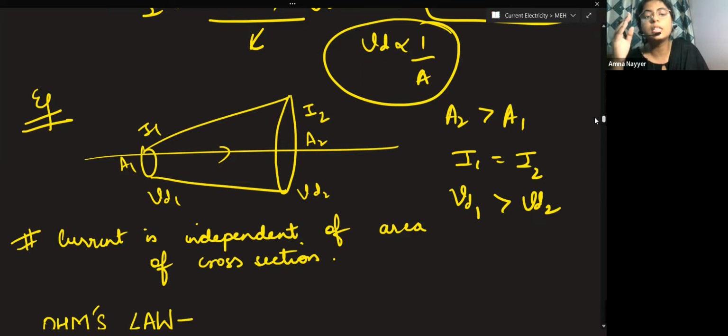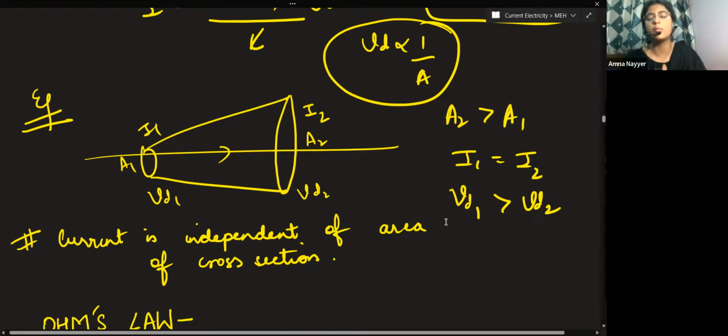Now Vd1 is the drift velocity at the first end, and Vd2 is the drift velocity at the second end with area A2. Drift velocity is inversely proportional to area. So if A2 is greater than A1, then Vd1 becomes greater than Vd2. Inverse. Wherever area is narrower, velocity becomes greater, and wherever area is wider, the velocity becomes smaller. So these are the cases about drift velocity. So we had covered drift velocity.